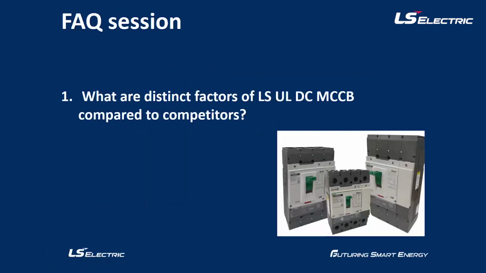What are the distinct factors of LS DC MCCB compared to competitors? Well, thanks for the good question. Above all, our UTD MCCB has multiple homologation in UL 489F for battery systems and 489B for PV systems. So that's very important to focus on. And actually, LS Electric has a wider product range than previous manufacturers in the market, as we'll launch 250 amps, 400 amps, and 600 amps at 1500 VDC.